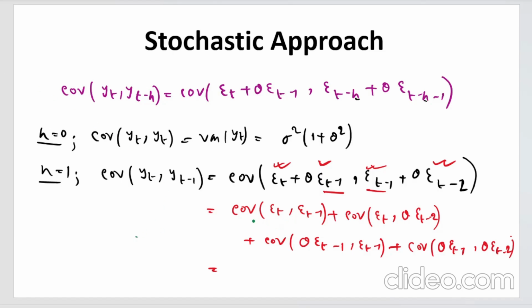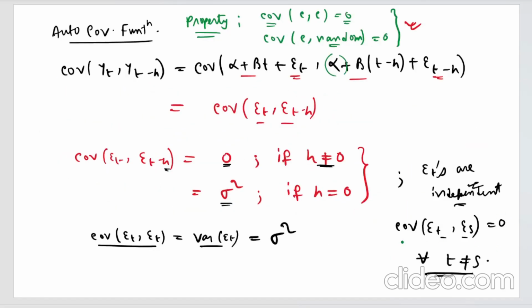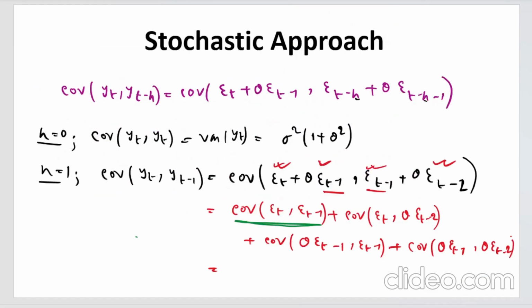Next, see that for independent terms the covariance is 0, as I have told you in the earlier question also: covariance of epsilon t and epsilon s is 0 whenever t is not equal to s. Here you have two different time points, t and t minus 1, so this expression is 0. Similarly for this expression you have t and t minus 2, this is 0. For this expression you have t minus 1 and t minus 2, this is 0. Only this term will be left.